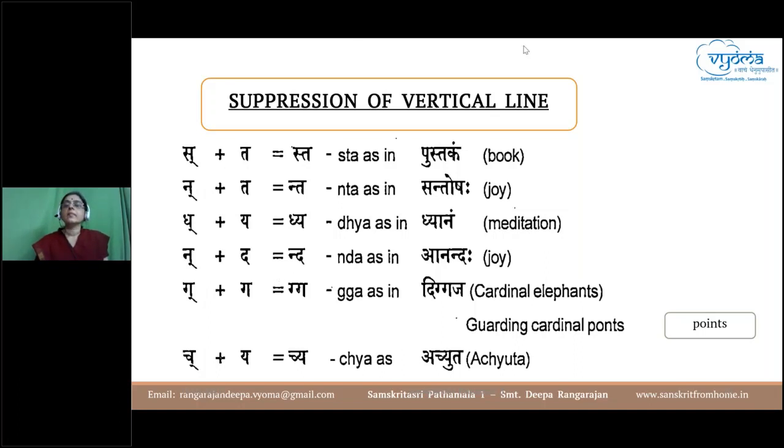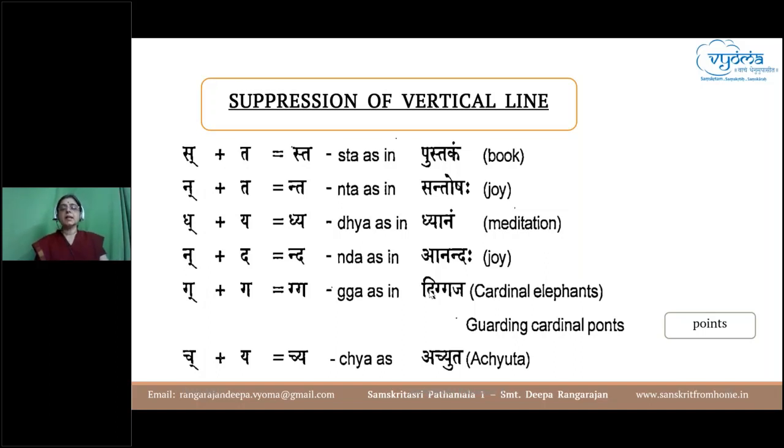Sa plus ta equals sta, as in pustakam, book. Yes. Na plus ta equals nta, as in santosha, joy. Yes. Da plus ya equals dhya, as in dhyanam, meditation. Na plus da equals nda, as in ananda, joy. G plus g equals gga, as in Diggaj, cardinal elephants, or guardian points.